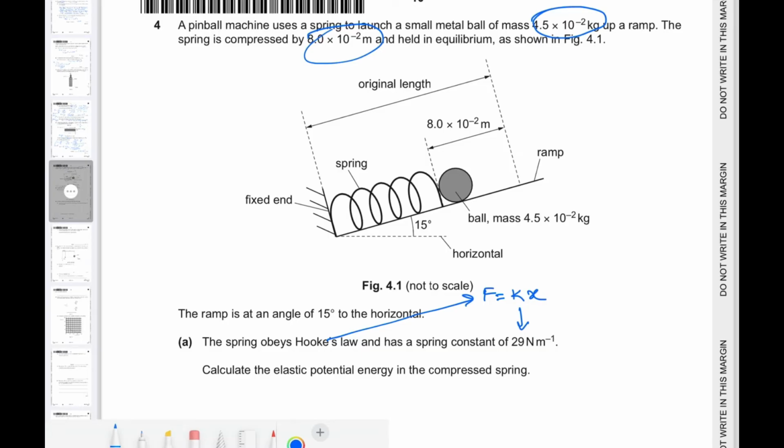The formula for elastic potential energy states it is 1/2 multiplied by the spring constant multiplied by the extension squared. So that will be 29/2 multiplied by the square of the extension of the spring. Here it's compressed.